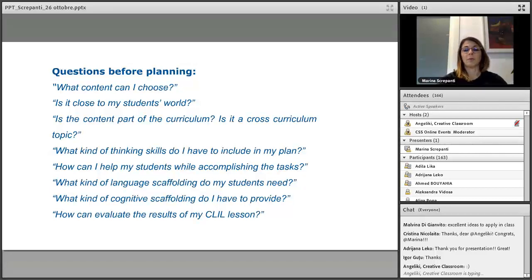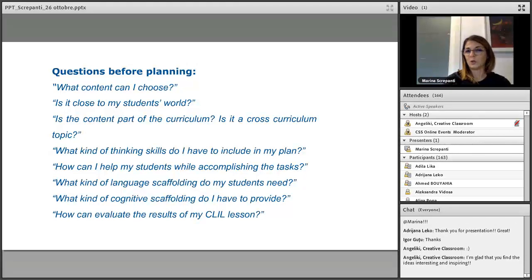Okay, so before planning, you have to think about what content can I choose. Is it close to my students' world, or is it something that is completely far from their world? Is the content part of the curriculum? I'm talking about the content curriculum. Is it a cross-curriculum topic? Because in this case, I can also ask my colleague to work on this topic together with me.